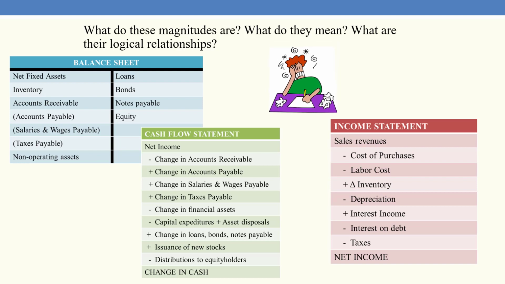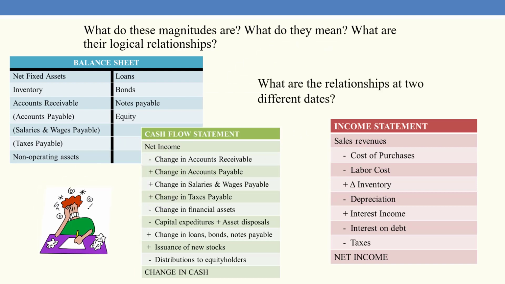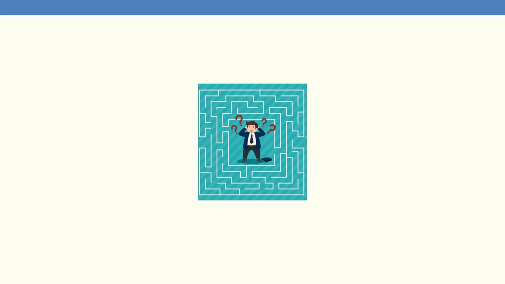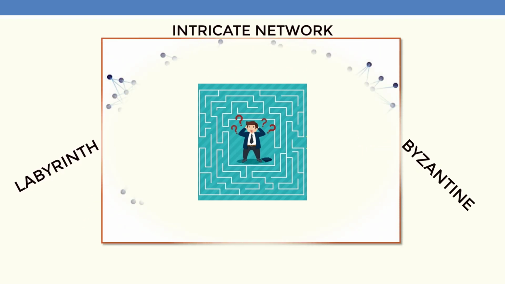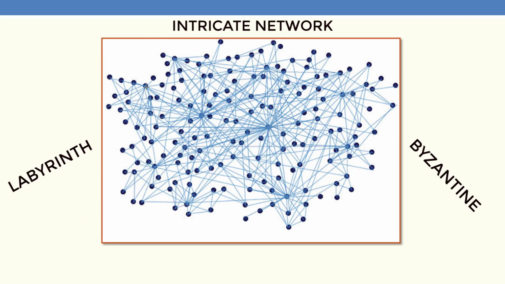What do they mean? What are the relationships of these statements at a given date, and what are the relationships at two different dates? These statements, and in general the accounting system, is perceived by most people as a labyrinth, as an intricate network, and a Byzantine system of describing a firm's operations and its business and financing transactions.